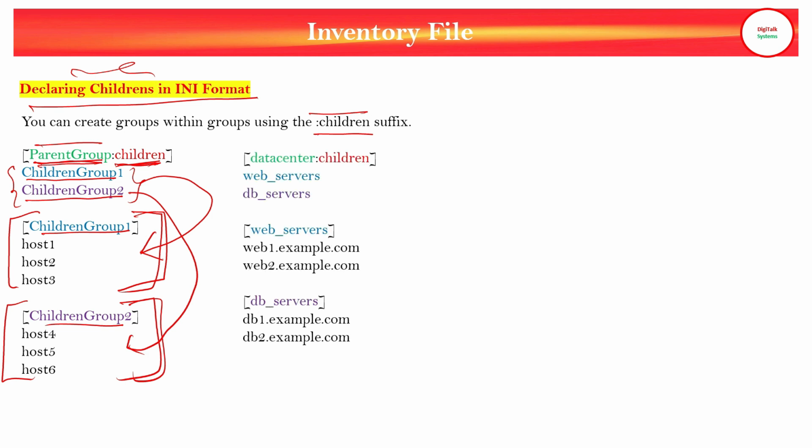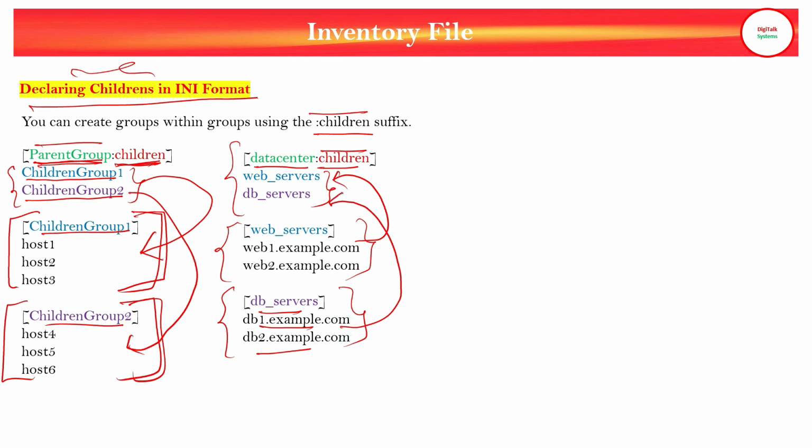and avoid any kind of complexities. For example, here we have defined a parent group with the name data center, then colon children is the standard syntax, and inside that we have defined two groups, web_servers and db_servers. And this is our web server group where we have two web servers, and this is our database server group where we have two database servers inside the db_servers group, right? And both groups are defined inside the parent group.